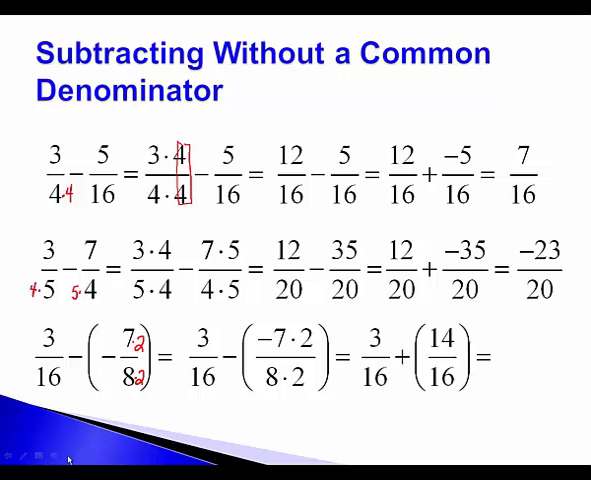I'm going to do the multiplication and add the opposite all in one step here. So when I do the multiplication here, I get a negative 14. Well, when I add the opposite of that, I'm going to be adding a positive 14. So I'm now ready to simply do my addition, and I get 17 over 16.